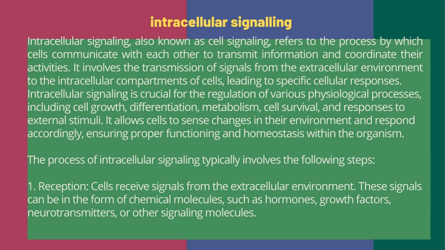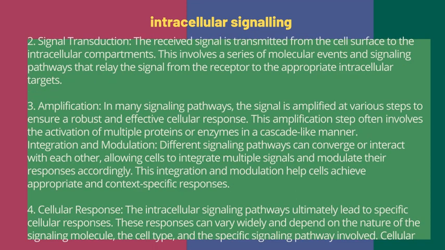First, reception. Cells receive signals from the extracellular environment. These signals can be in the form of chemical molecules, such as hormones, growth factors, neurotransmitters, or other signaling molecules. Second, signal transduction. The received signal is transmitted from the cell surface to the intracellular compartments. This involves a series of molecular events and signaling pathways that relay the signal from the receptor to the appropriate intracellular targets.